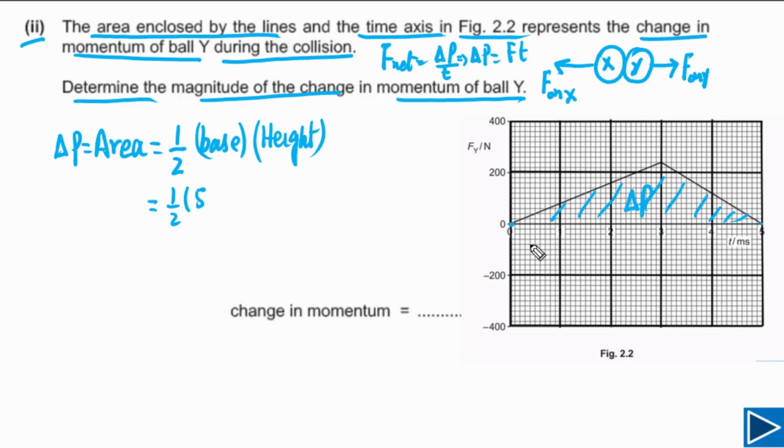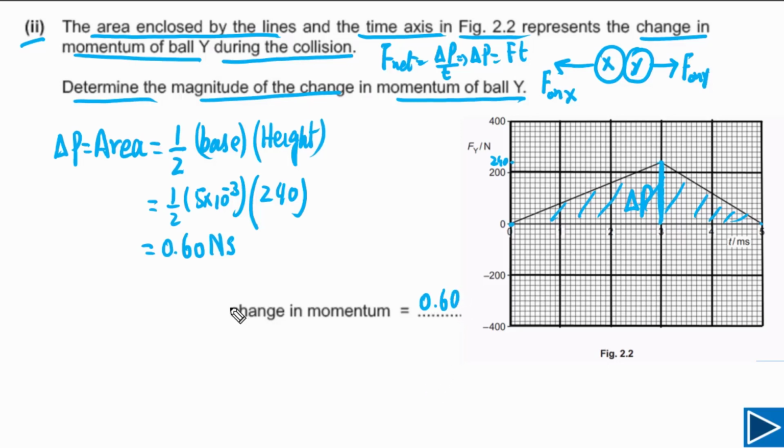But the unit of time is milliseconds, so we have to multiply by 10 to the negative 3. Next is the height. You can find the height from here. This is the height of this triangle, and this is equal to 240 newtons. So we multiply this with 240 newtons. Now if we calculate, our final answer will be 0.60 newton seconds. So the change in momentum is 0.60 newton seconds.